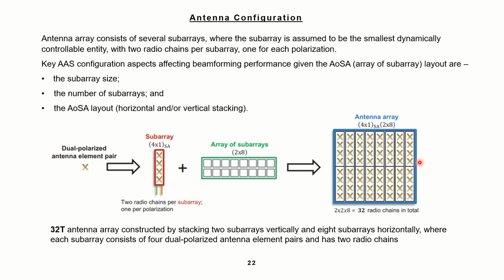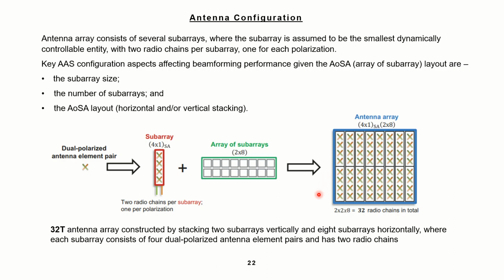And if we have a similar setup at the receiver end, we call it 32T 32R. This is how the active antenna configuration is basically defined. It is also known as an array of subarrays, and this layout is defined on the basis of the subarray size, the number of subarrays, and how they are stacked. Is it stacked vertically or horizontally?